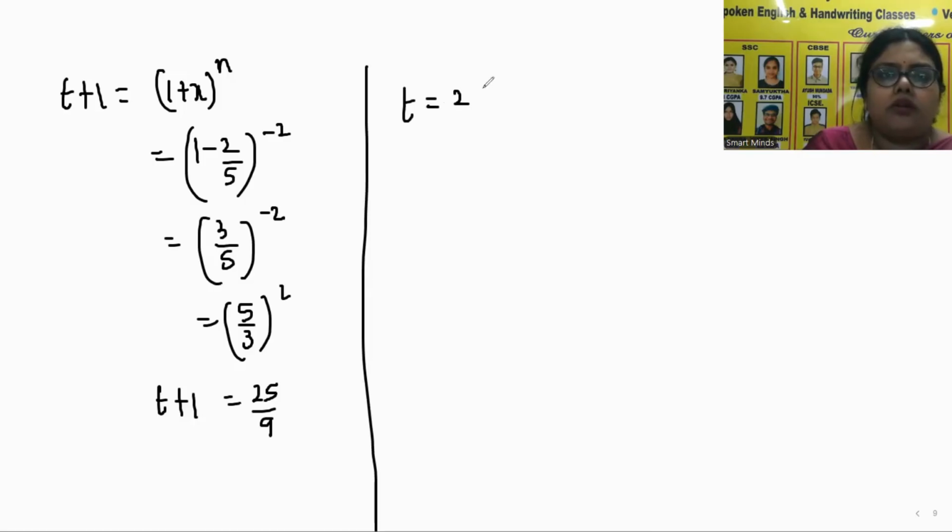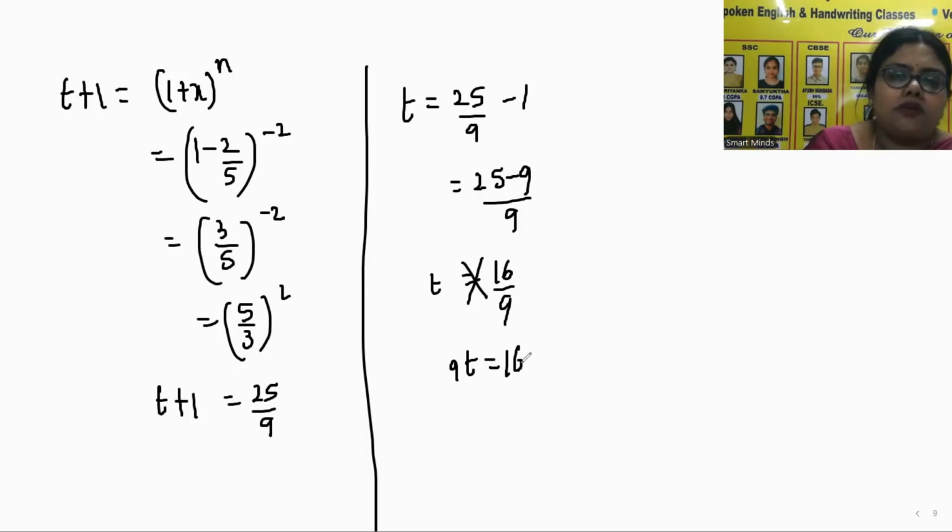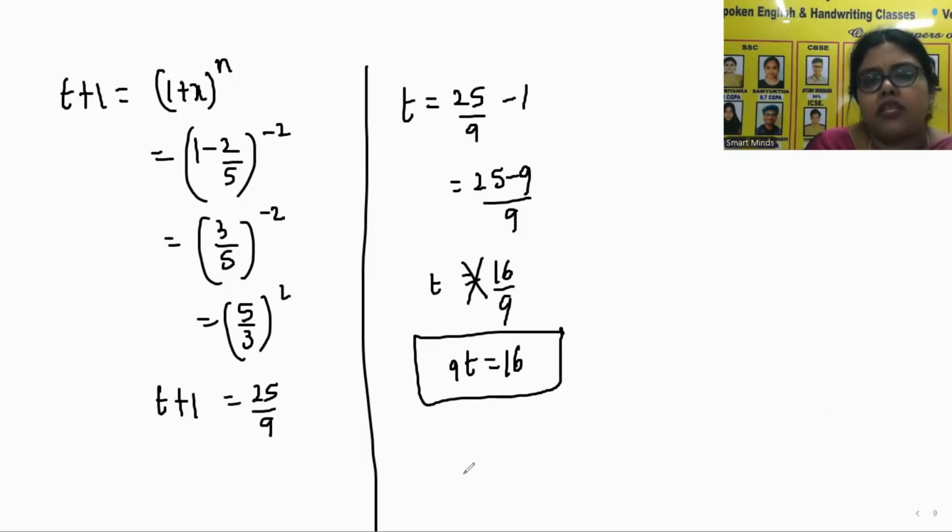So t is equal to 25 by 9 minus 1. That is (25 minus 9) by 9. That is 16 by 9. That is t. If you cross multiply, you get 9t is equal to 16. This is the required solution. Hence proved.